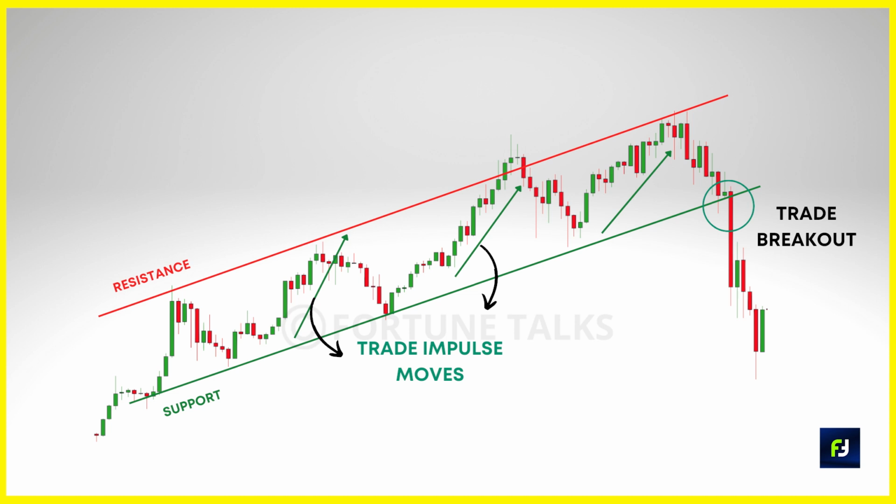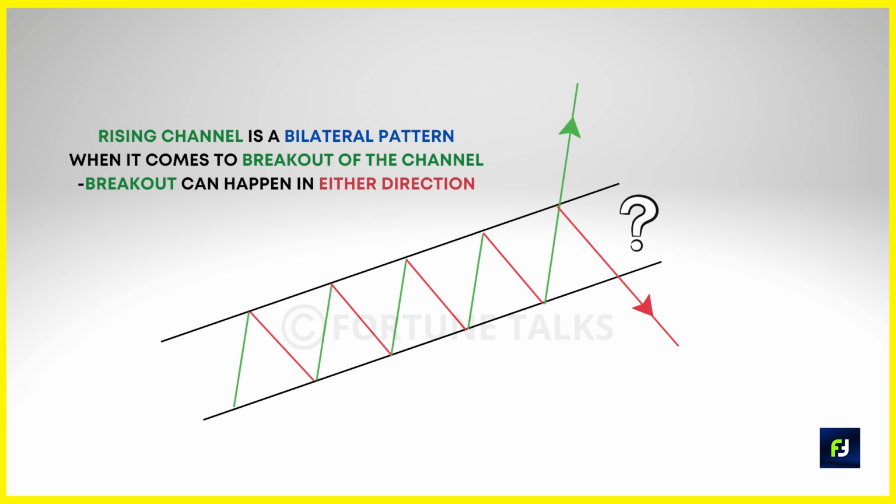So you can take 2 types of trades when it comes to rising channel patterns. You can either take breakout trades when the price breaks out of the channel, or else you can trade the impulse price swings in the direction of the existing trend from the trend line. When it comes to breakout trading, the rising channel pattern is a bilateral pattern, meaning that a breakout can happen in either direction. But what I have observed is that the slope of the channel to some extent gives us the information on whether it will be a breakout or a breakdown.